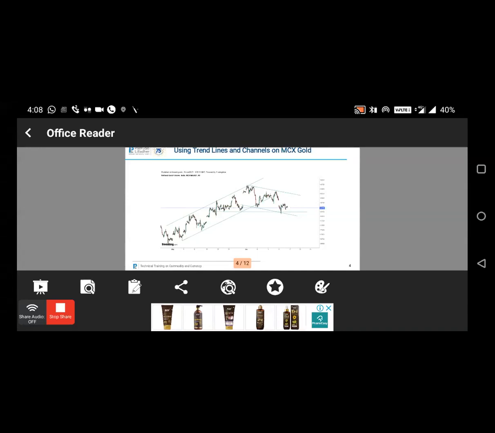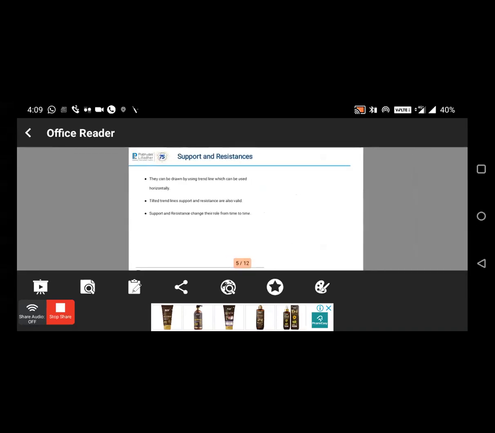Now this is an intraday chart. We'll be discussing more on weekly charts, how time frames change the trend of the market. So let's understand that in the later session. So let's first understand what is support and resistance.